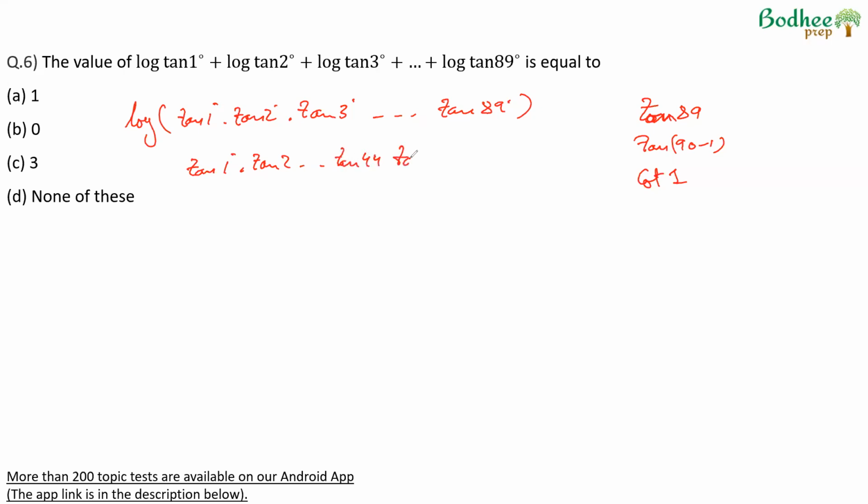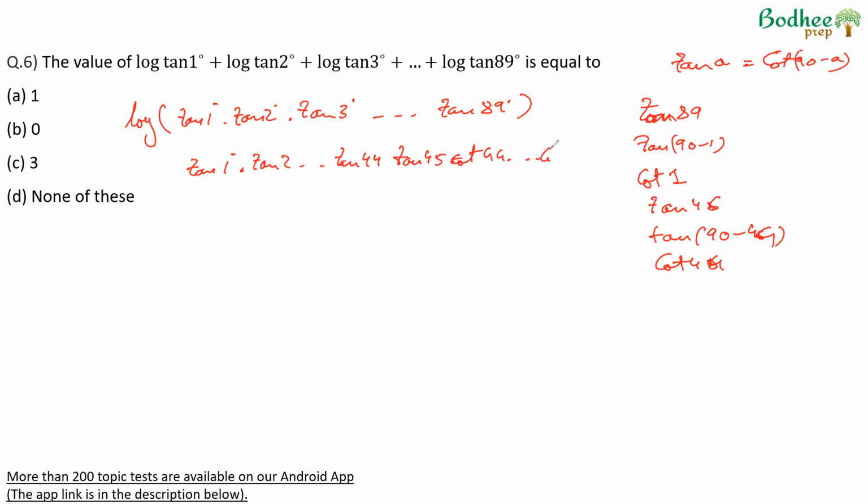Then we will have tan 45 and then tan 46. Tan of 46 will become tan of 90 minus 46, so this will be cot 46. And therefore from here we'll have cot 46, cot 45, tan of 44 becoming cot 44. So basically tan of A is equal to cot of 90 minus A. So here we'll have cot 44, cot 45 and so on till cot 2, cot 1 degree.